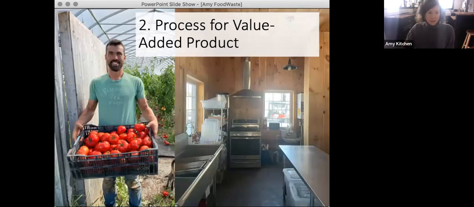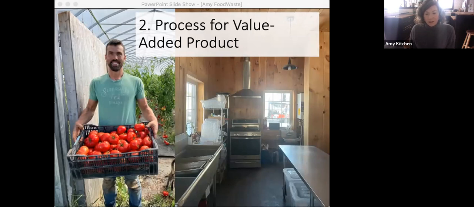Our second diversion stream for excess product, and tomatoes are a good example of what we do on our farm, is to value add using our commercial kitchen and process any excess or leftover food into products like soup. We've done canned tomatoes, we've done chicken stocks, things like that. We do have a small commercial kitchen space, which we built into our new washing and pack building when we built it in 2018.